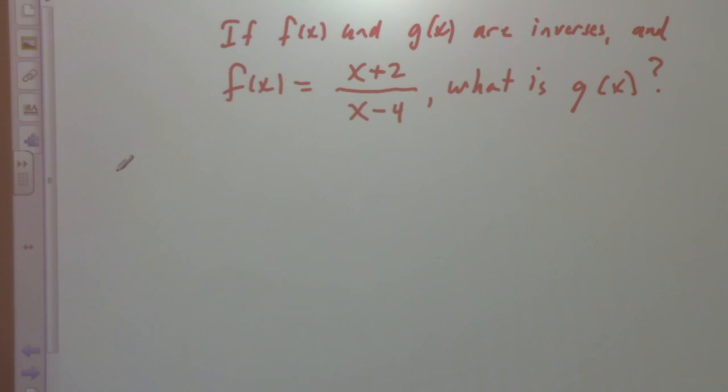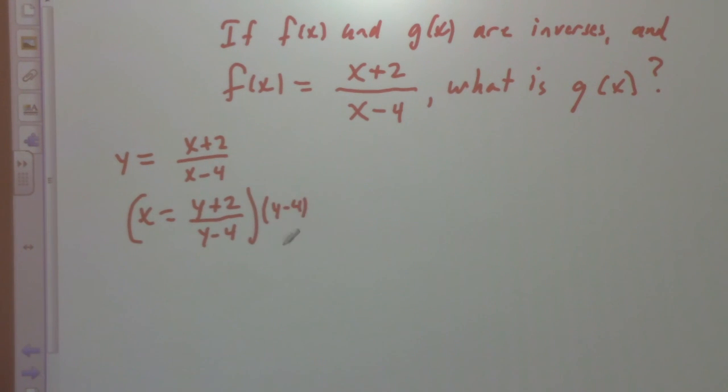Anybody come to, you got that, Elizabeth? Karina, you got that? You got it? Okay, let's go ahead and look at this. What about Riley, did you get this? Let's rewrite this thing. Write this as y equals x plus 2 over x minus 4. And now we'll switch x and y, right? And now, if we multiply by y minus 4, we get x times y minus 4 equals y plus 2, and then xy minus 4x equals y plus 2.